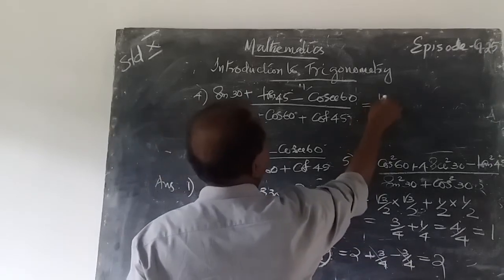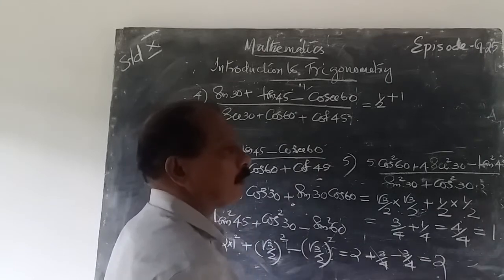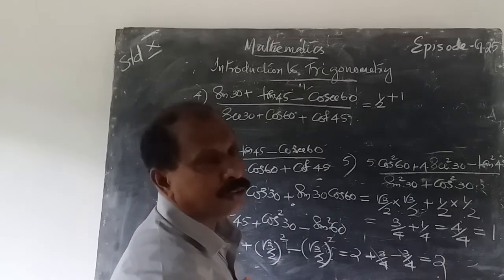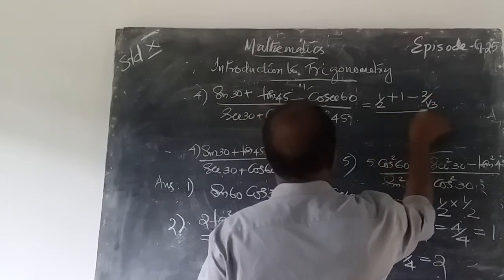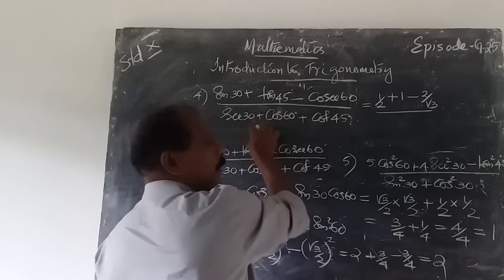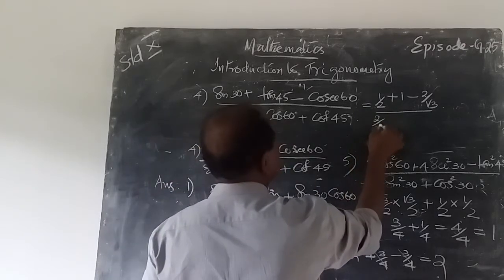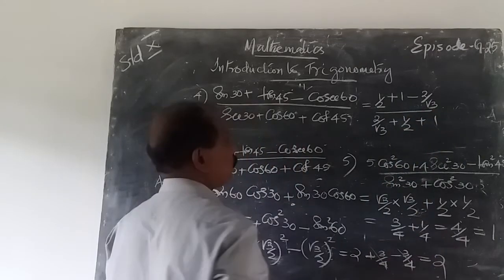Sin 30 is 1 by 2, tan 45 is 1, sin 60 is root 3 by 2, therefore cosec 60 is 2 by root 3, divided by cos 30 is root 3 by 2, therefore sec 30 is 2 by root 3, cos 60 is 1 by 2, cot 45 is 1.